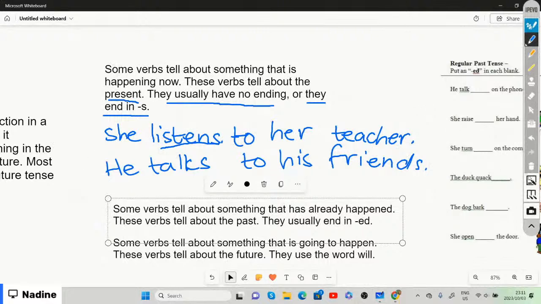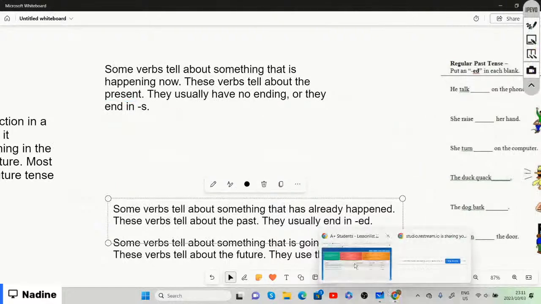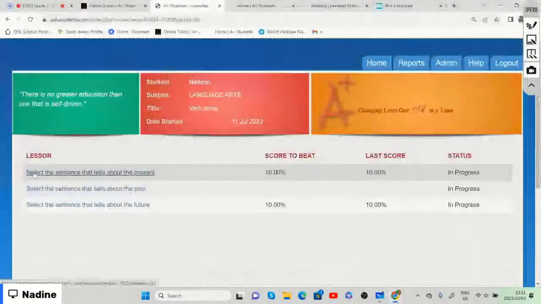And before I continue to explain the verb tenses that are happening in the past as well as the future, we are going to the tutorial, and we're going to a+students.ca, and we are first going to do the lesson on how to select the sentence that tells us about the present.